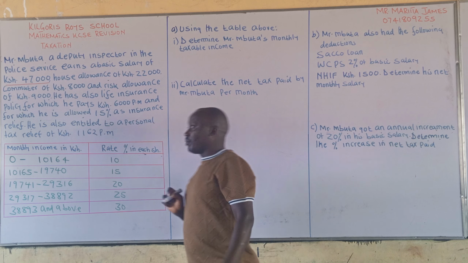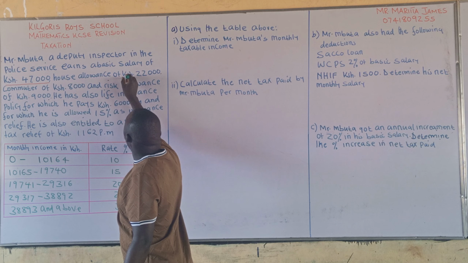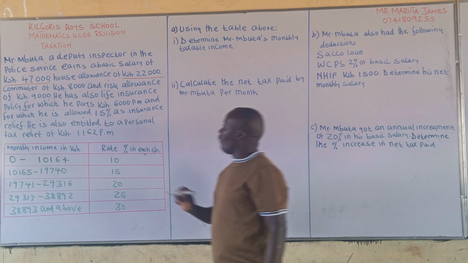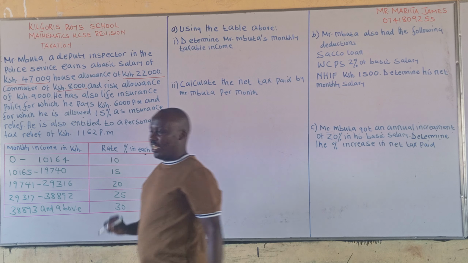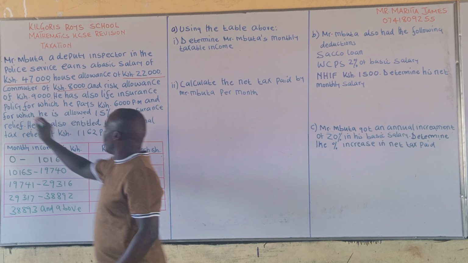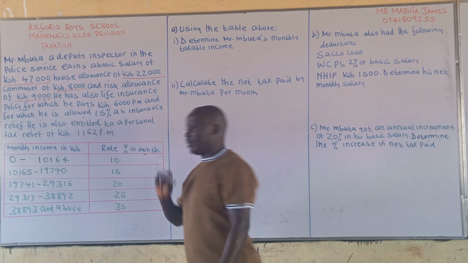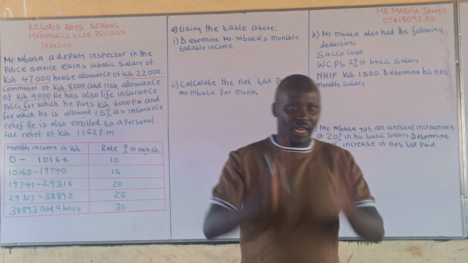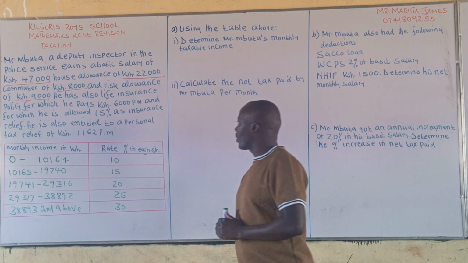Then he has taxable allowances. One, a house allowance of Kenya shillings 22,000, a commute allowance of Kenya shillings 80,000, and a risk allowance of Kenya shillings 9,000. So we have the taxable allowances: house allowance, commute allowance, and risk allowance.